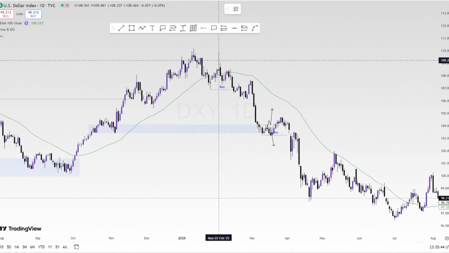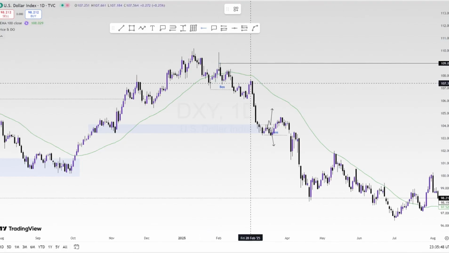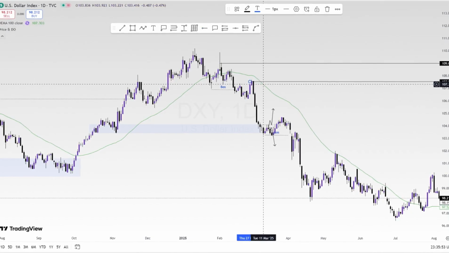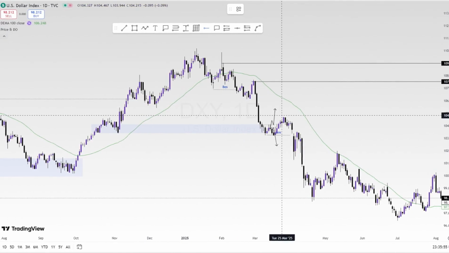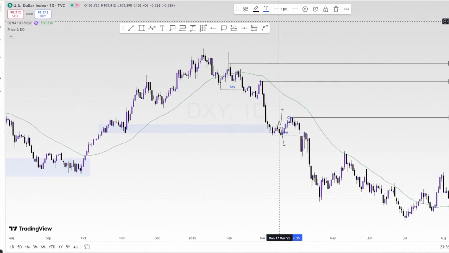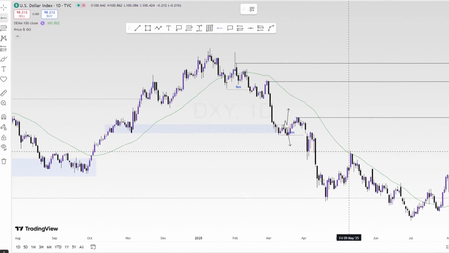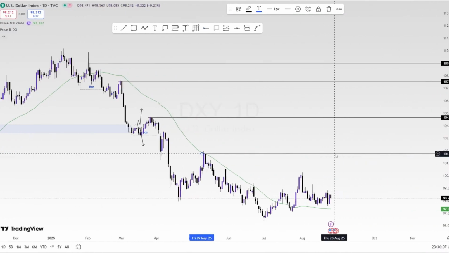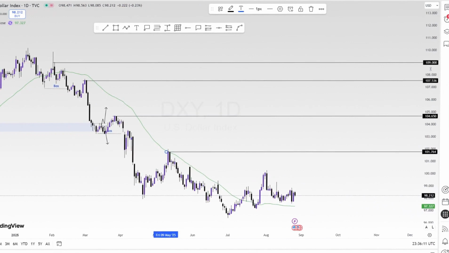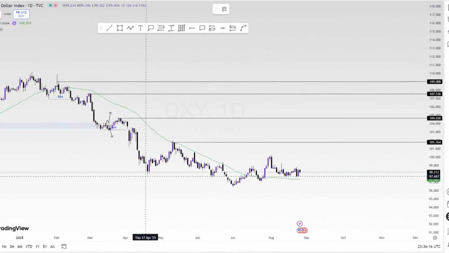This high broke this low, so we have this high here. This high broke this low, so we have this high here. This high broke this low, so we have this high here. So all these are swing points here. This high broke this low, so we have the high here, right? Do you get it? So this was the last break of structure.